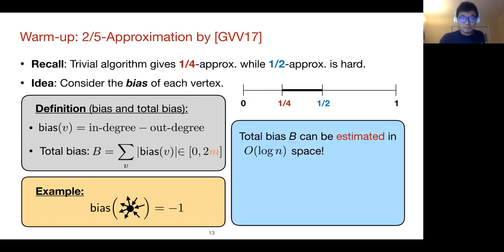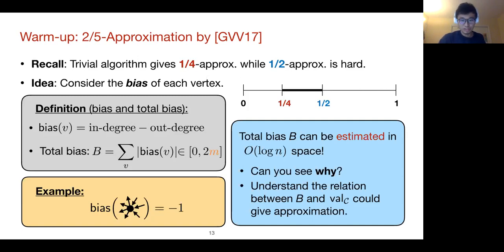The main motivation is that this bias can be estimated in log n space, meaning you can use very small space to get some quantity about the local information of each vertex. The reason is just using L1 sketching from the streaming community, which is a very standard tool. And getting this extra information of total bias, you can utilize the relation between bias and the optimal value, and then you can give some non-trivial approximation.